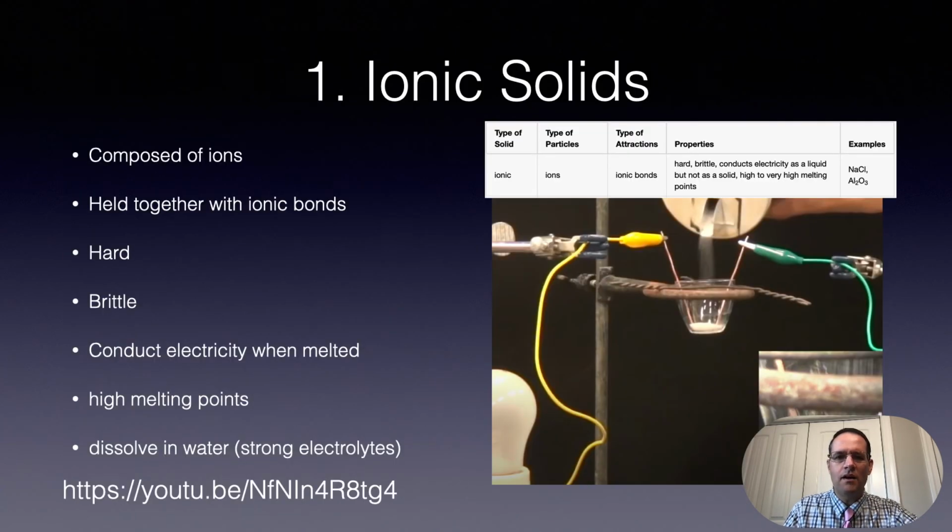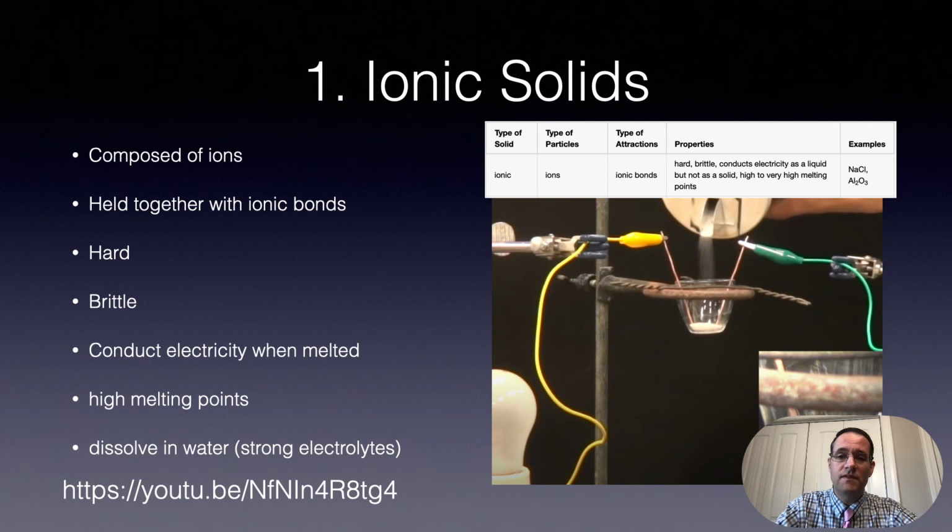So ionic solids are composed of ions. That's how you're going to know from a chemical formula. They're held together by ionic bonds. They're very hard, but they're brittle. Okay, they break and snap apart pretty easily, and they do conduct electricity when melted.